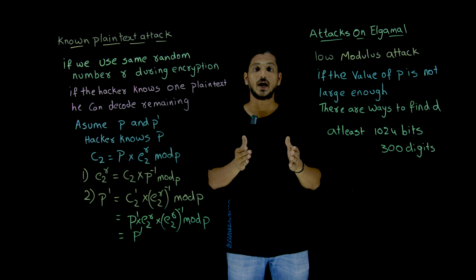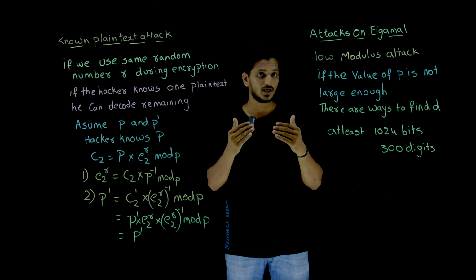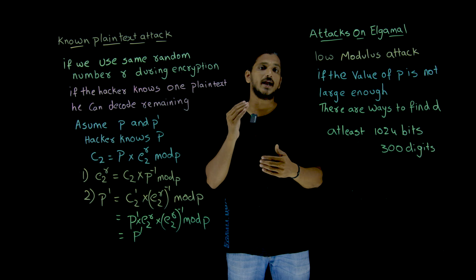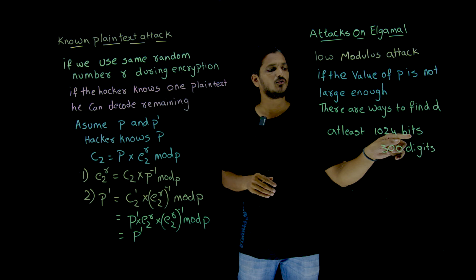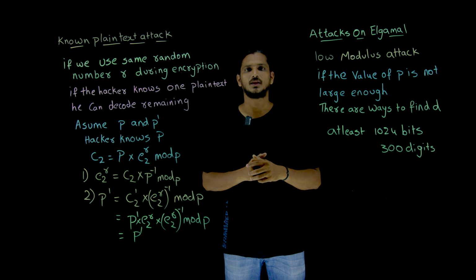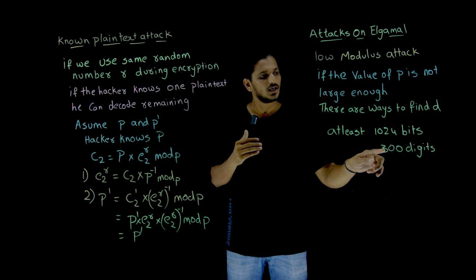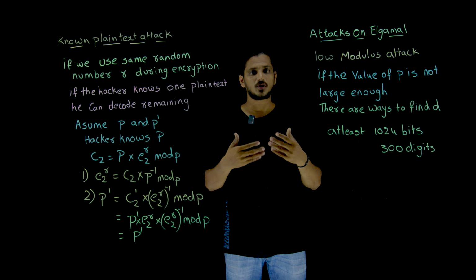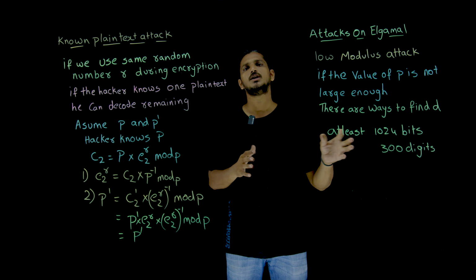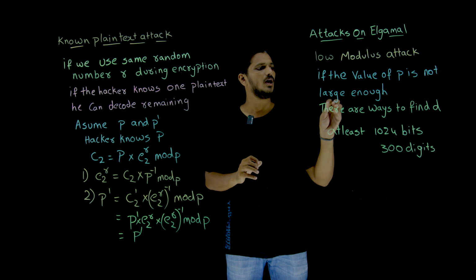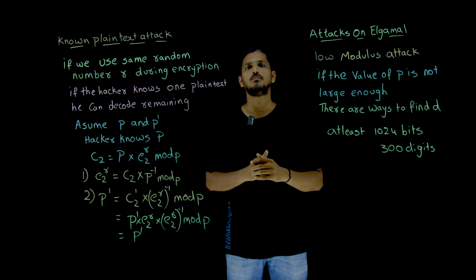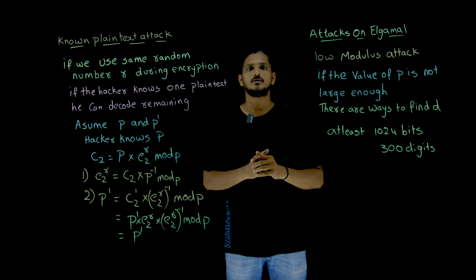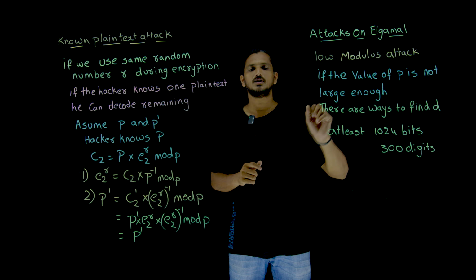That's why this is one of the attacks which is possible, but anyhow we are going to take large P values. For today's computational systems, we should have at least 1024 bits, which means about 300 digits. If you consider that many bits, then it is not possible to identify the D value for the given P value. So this we call the low modulus attack.